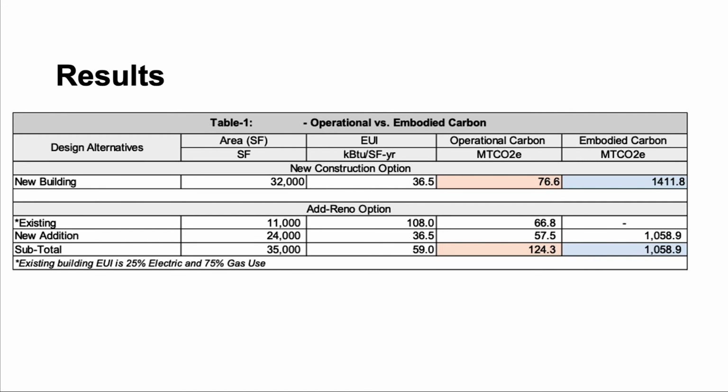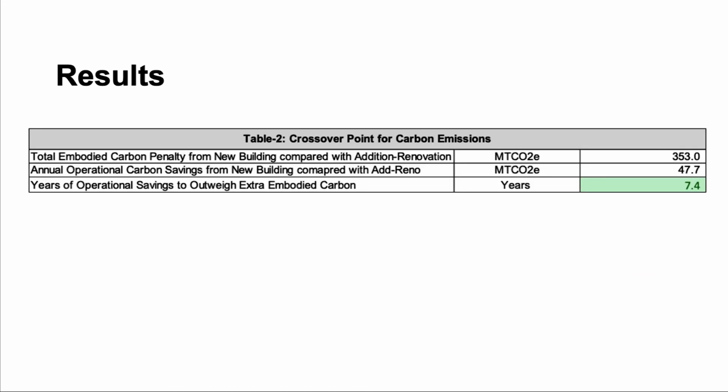And so if we put that all together, we get kind of a simple payback, and it tells us that in 7.4 years, the operational savings will outweigh that extra embodied carbon. So it's not to say that this is an answer one way or the other. There are other factors that go into the whole thing, including budgeting and the program of the building. But now we can answer this question, and we recognize that in this particular building, the benefits of new construction will overcome the extra embodied carbon in a little more than 7 years.